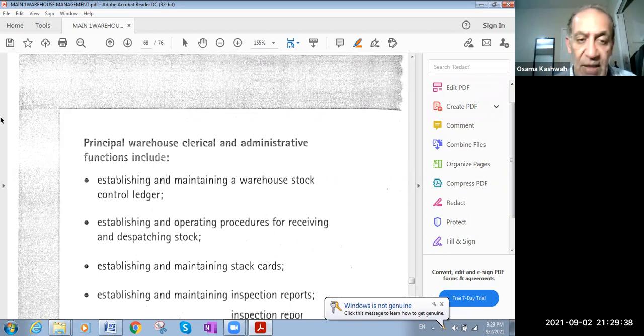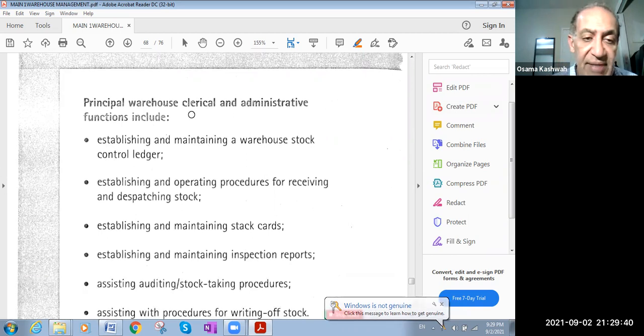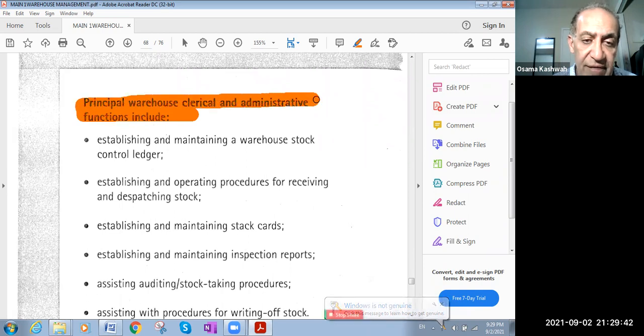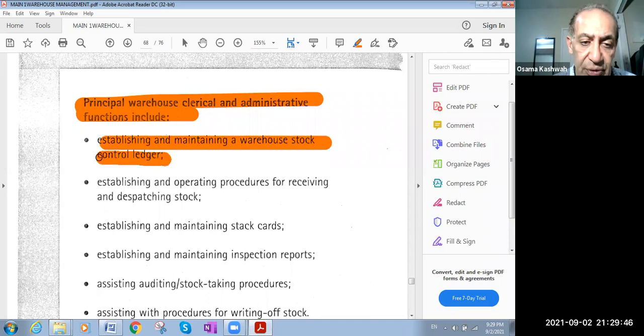Okay. Principles of warehouse clerical and administrative functions include, and those are very important, establishing and maintaining a warehouse stock control ledger. So I will have a ledger for each item, showing what came into the stores and what went out of the stores from those items. What came in and what's gone. How many units I got and how many units I used.